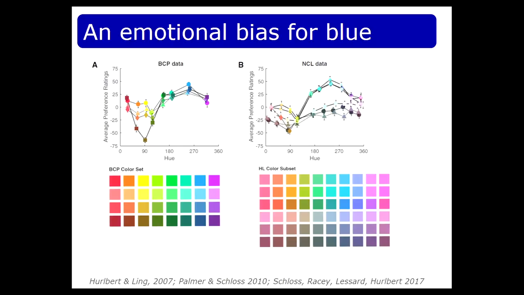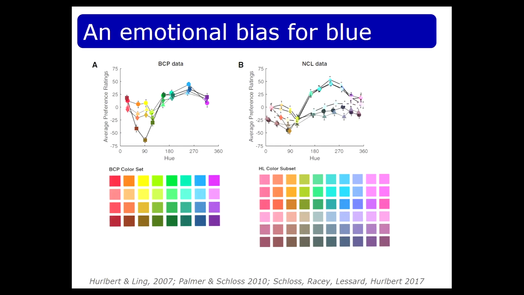Many studies of color preference have shown that people prefer blues. This is average preference ratings collected by Karen Schloss and her colleagues, which show that people's preferences for blue are higher than their preferences for yellows and browns. And we likewise showed similar results, different population of people, different ages.